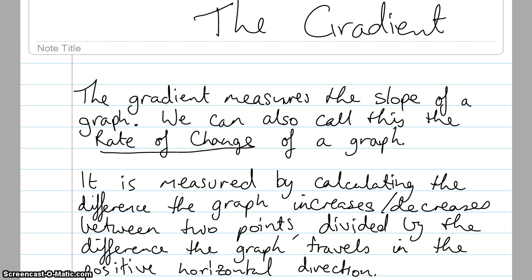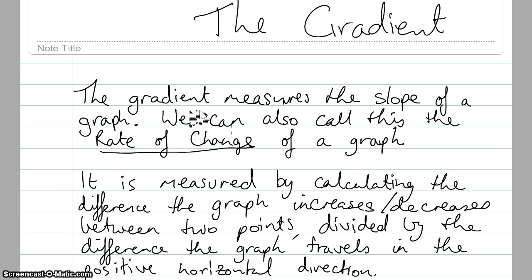The gradient, I'm assuming that you've seen before and you have some idea about. I just wanted to go through a little bit about what it is and then a couple of equations that we can use to find the gradient. Essentially the gradient measures the slope of a graph. We can also call this the rate of change of a graph.